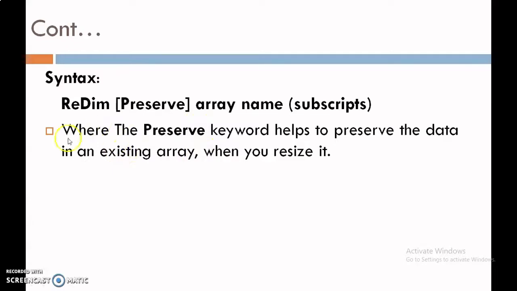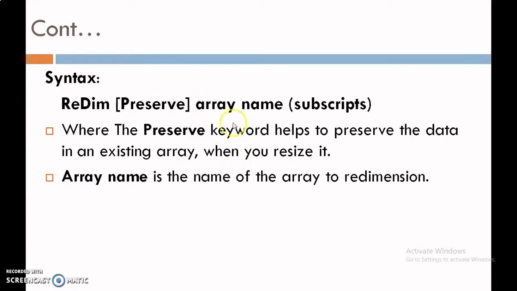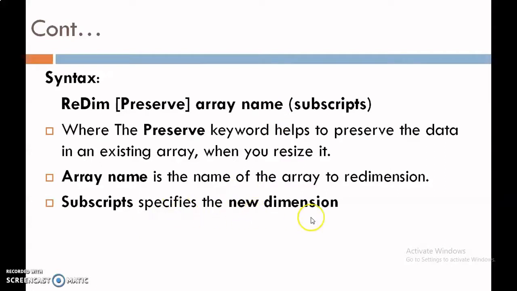If a user does not want to write Preserve, then it can also be ignored. Whenever the user does not write Preserve, the array removes its previous data. Second is the array name. It is the name of the array to be redimensioned, and the subscript specifies the new dimension, meaning the new size of the array.